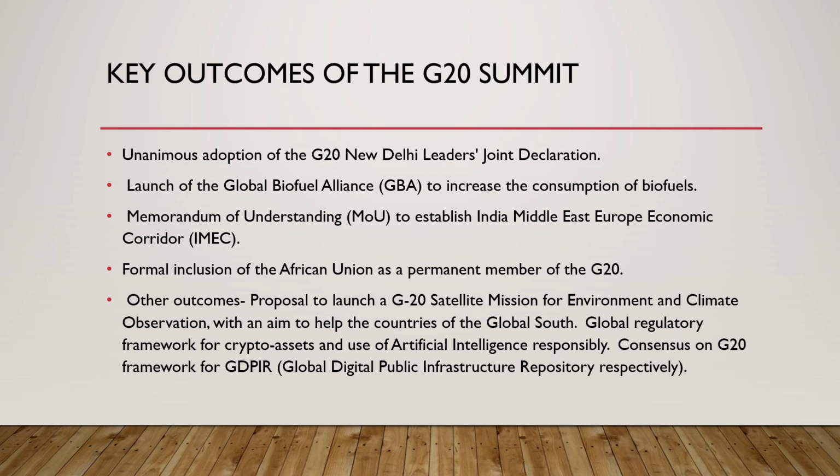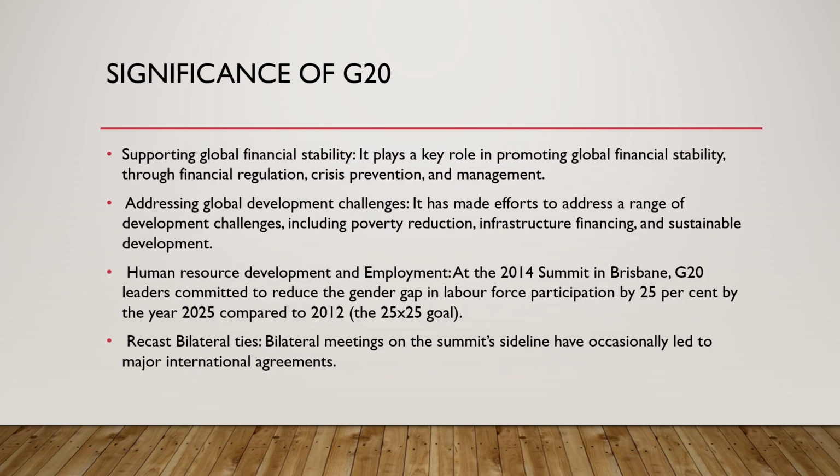Other outcomes of the summit are as in this: a proposal to launch a G20 satellite mission for environment and climate observation with an aim to help the countries of the Global South, and also a global regulatory framework for crypto assets and the responsible use of artificial intelligence. Also, consensus on the G20 framework for GDPIR, which is the Global Digital Public Infrastructure Repository. So these are a few outcomes which we would discuss in detail in upcoming slides. So don't worry about that. Let's move forward and see what it brings.